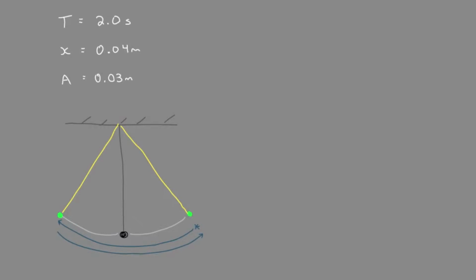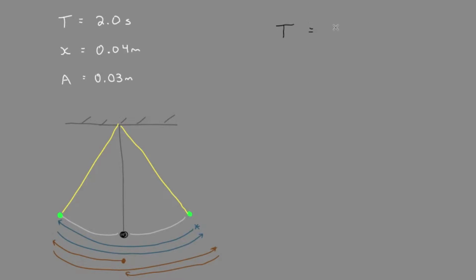We could also have defined our start position as the center. That's pretty common. And so a full cycle then would be to the maximum displacement on the left, then passing through the center to the maximum displacement on the right, and then finally back to the center. That's a full cycle. So we have an equation for the period of a pendulum.